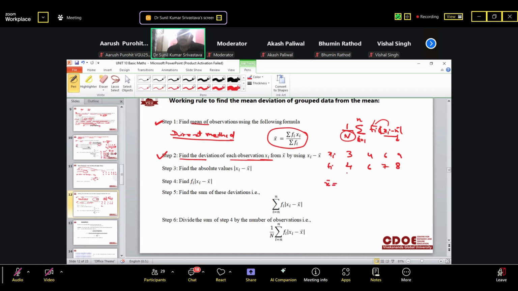We multiply 3 into 4, that is 12. 4 into 6, that is 24. 6 into 7, that is 42. 9 into 8, that is 72. We have to take the sum and divide by the total number of frequencies.